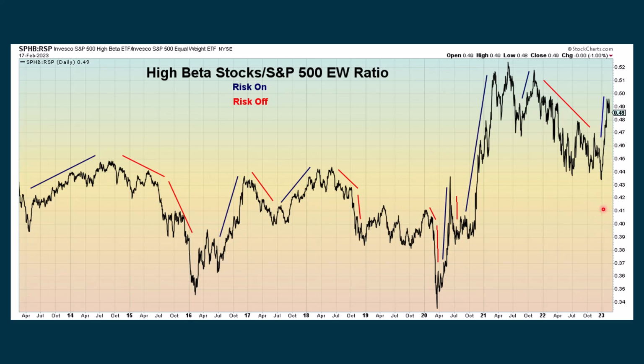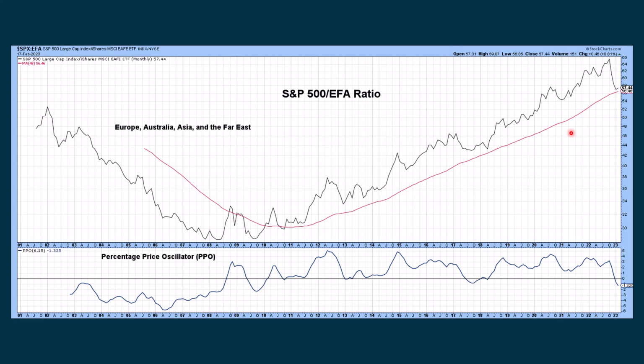High beta stocks, these tend to outperform on the way up. Unfortunately, they also outperform on the way down. We're seeing high beta stocks still doing well. When this is going up and we see a blue line here, that means more risk on. Folks are willing to get more into stocks. When we see a red line and this ratio is going down, that's called risk off, and people are getting out of the stock market and getting into other investments that are considered to be less risky.